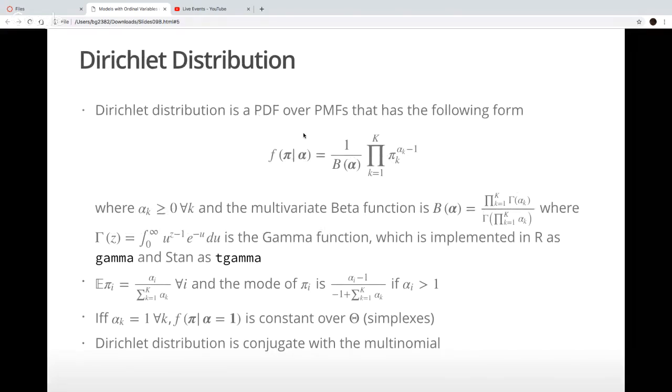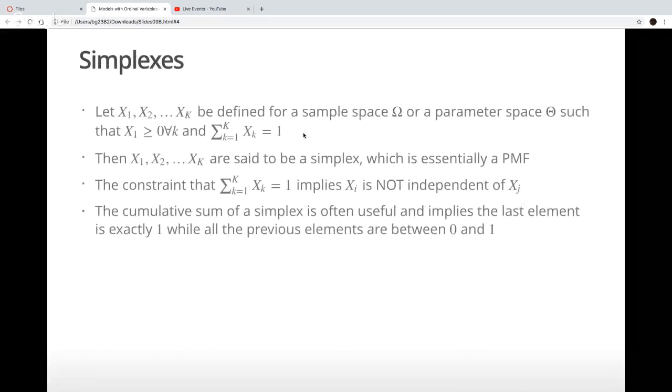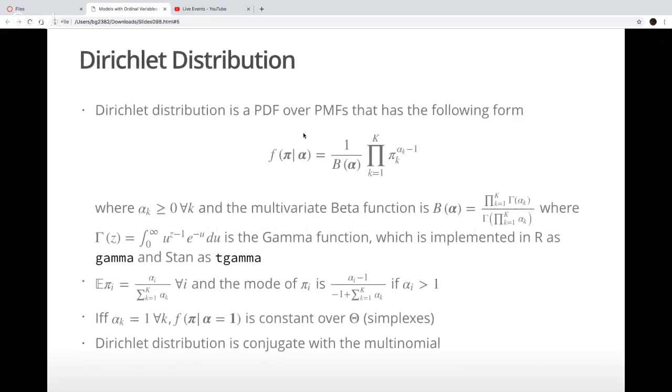So if we have this type of variable, a simplex, what might be a prior distribution we could use for it? There are a few, but by far the most common and the most basic one that is applicable to a simplex is the Dirichlet distribution, which is basically a PDF over PMFs.